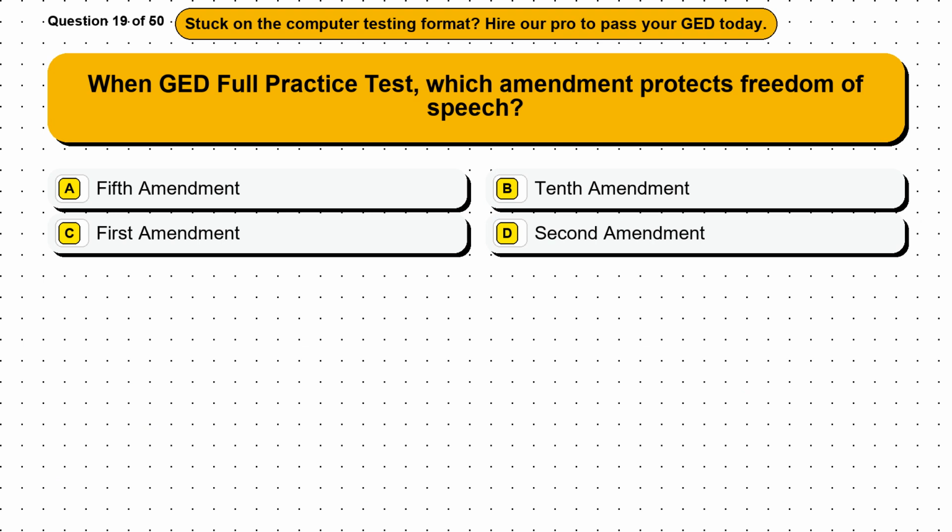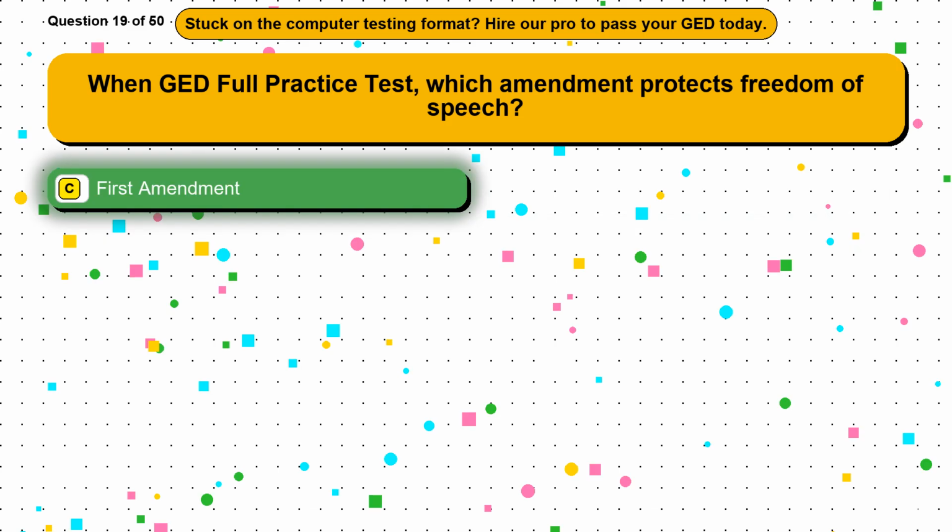Question 19. When GED Full Practice Test, which amendment protects freedom of speech? Option A. 5th Amendment. Option B. 10th Amendment. Option C. First Amendment. Option D. Second Amendment. The correct answer is option C.